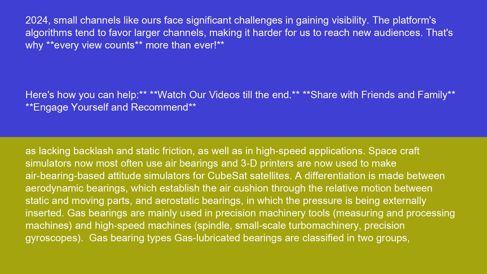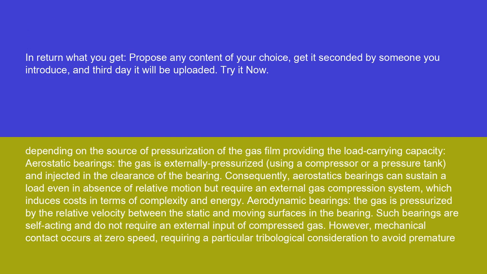Spacecraft simulators now most often use air bearings, and 3D printers are now used to make air bearing-based attitude simulators for CubeSat satellites. A differentiation is made between aerodynamic bearings, which establish the air cushion through the relative motion between static and moving parts, and aerostatic bearings, in which the pressure is externally inserted. Gas bearings are mainly used in precision machinery tools, measuring and processing machines, and high-speed machines, spindles, small-scale turbomachinery, and precision gyroscopes.